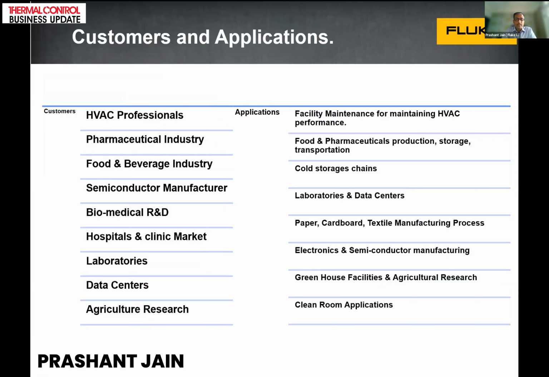It is useful to HVAC professionals working in food, pharma, semicon, biomedical, hospital and clinic, laboratories, data center, agriculture, hotels, and typically for facility maintenance, for production, for cold storage, paper, cardboard and textile. Humidity is very important, to maintain the right amount of humidity. Similarly in electronics production, if the humidity is too high, of course it can damage the electronic parts. Also greenhouse facilities as well as clean room applications. So this product is used in almost all building envelopes, whether industrial, residential, commercial or institutional.